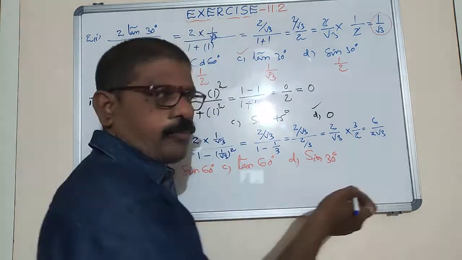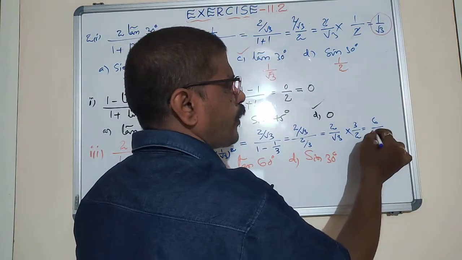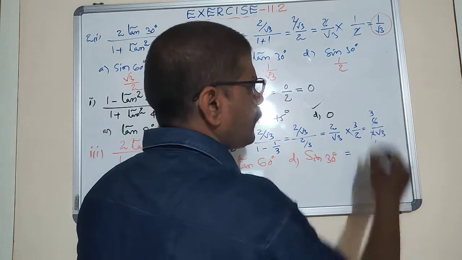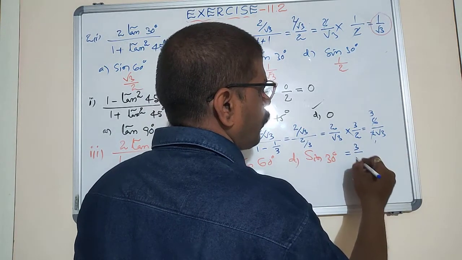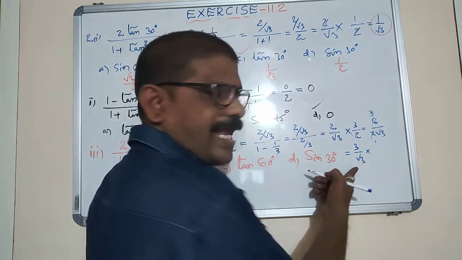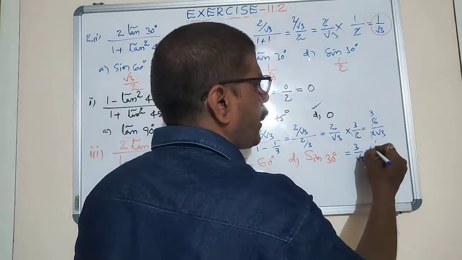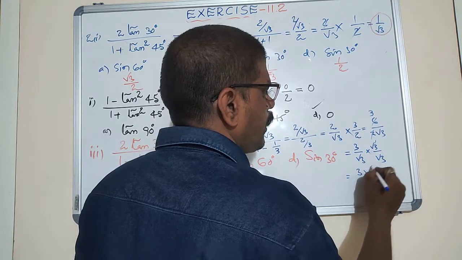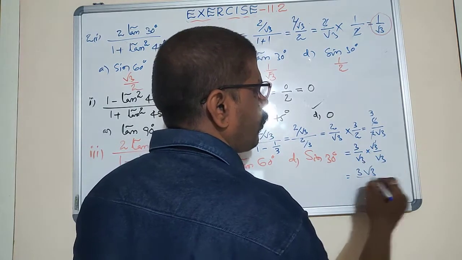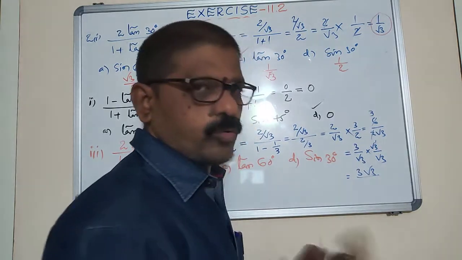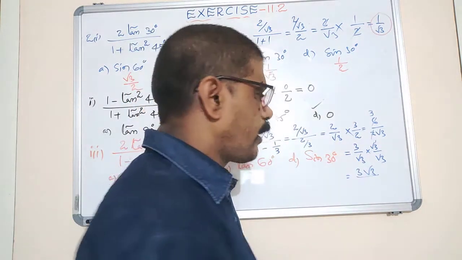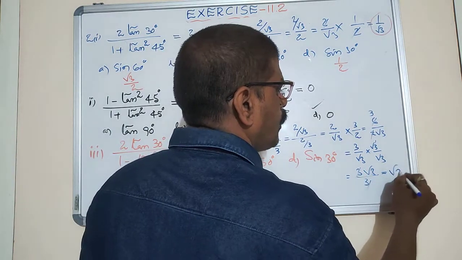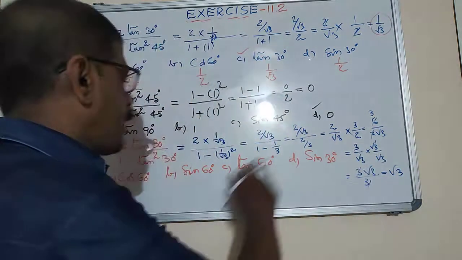That is equal to 6 by 2 root 3. Clear? So that's very important. 2 ones are 2, 2 threes are 6, so it is 3 by root 3. Now its rationalising factor is root 3. Multiplying by root 3, that is equal to 3 root 3 whole by root 3 into root 3, root 9. Root 9 value is 3. Now 3 is cancelled. It will be root 3. Clear?